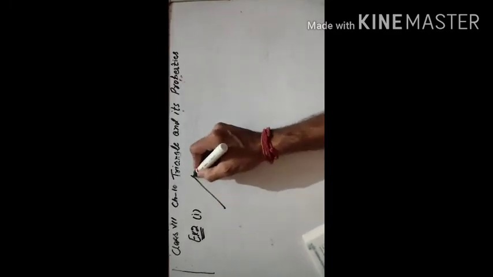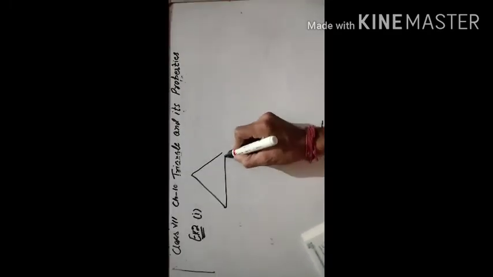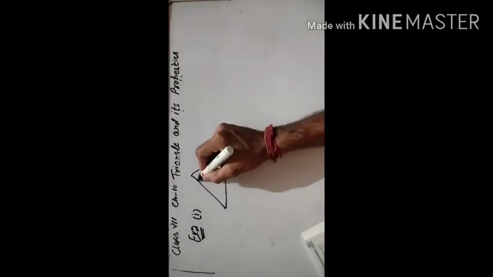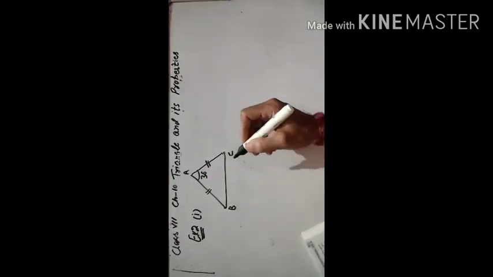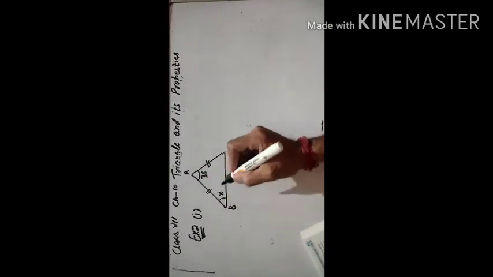Example 2. Find the value of x in each of the following. First part, that is 30 degree. This side is equal to this side. This triangle is ABC and this is x.